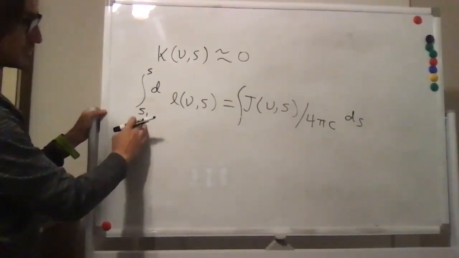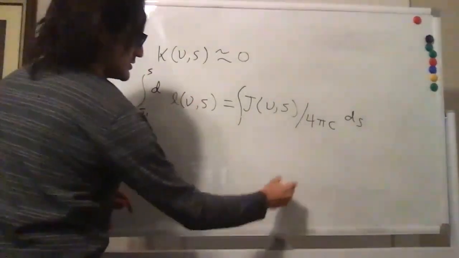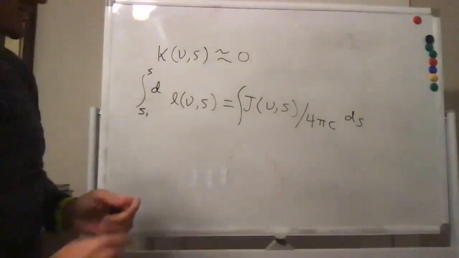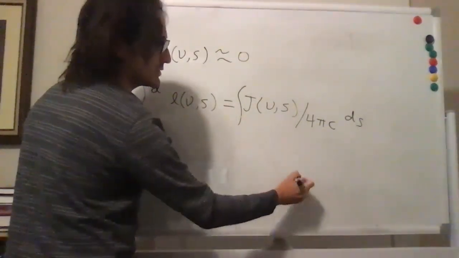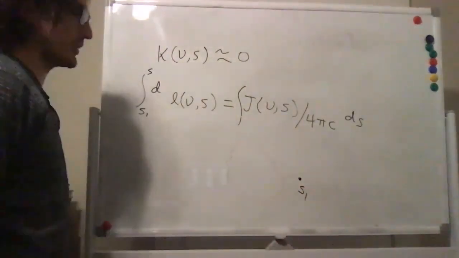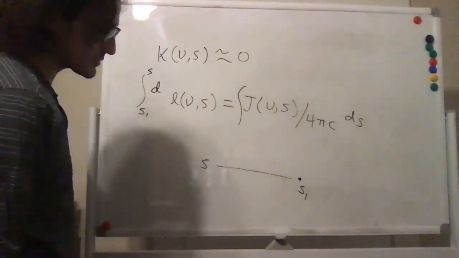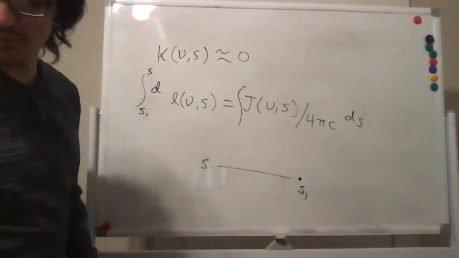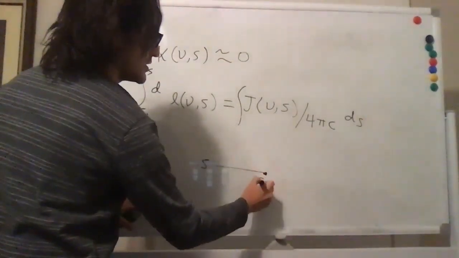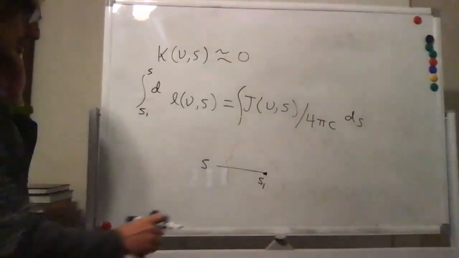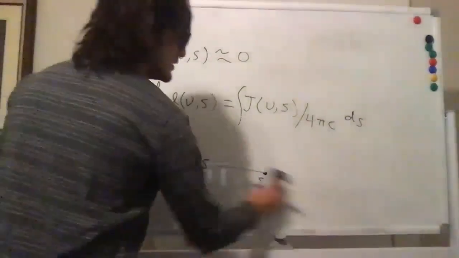So S1 is a point of interest. If you're looking at a star that is enclosed by the gas or after the cloud, then you might want to put S1 over there. And S is where the observer is. But if you're looking at a place inside the cloud, then you can put that one in there. So this is just where you're looking at, and S is from where you're looking at.